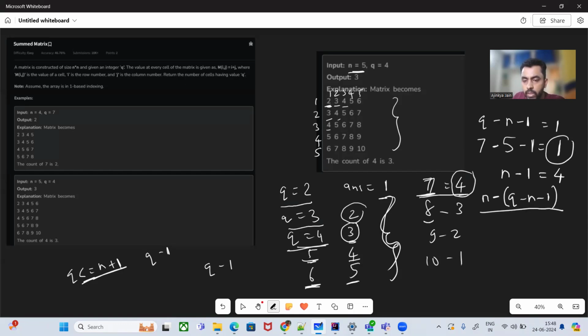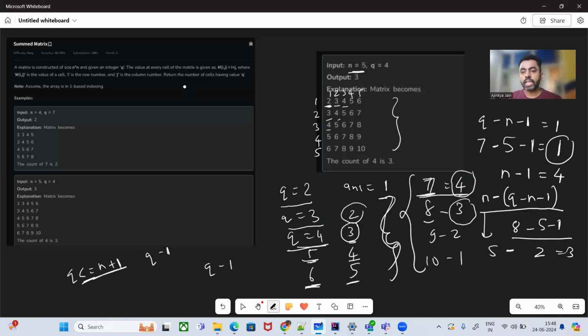Okay, let's evaluate with this. When q is 8, n is 5, minus 1. What does it give us? It gives us 2, right? And what is n? n is 5, so it gives us 3. See, so we have also got the formula for q greater than n plus 1. For this as well, we have got the formula.